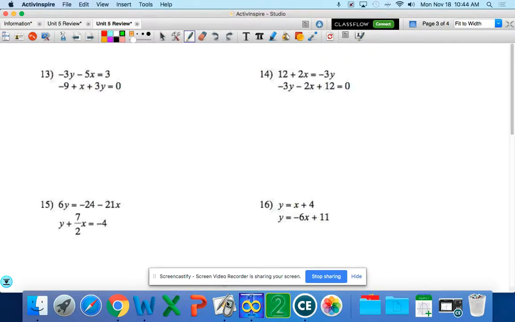Number 13 is a complete grab bag. You could go any method you wanted to go here, okay? If you wanted to go elimination method, you'd move the 9 over, and then you'd have these in standard form, almost standard form. You'd have to do a little rearranging, okay? If you wanted to graph them, you would just solve them both for y, not as hard as it looks.